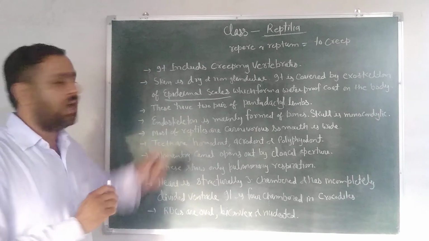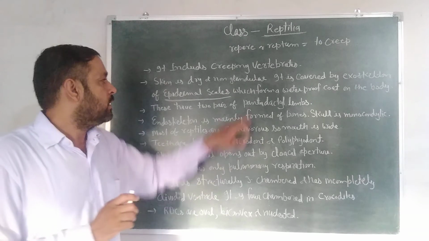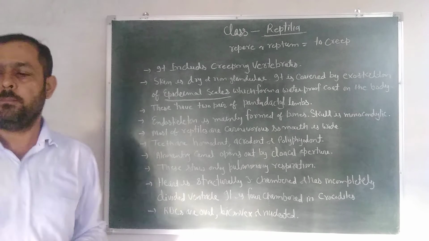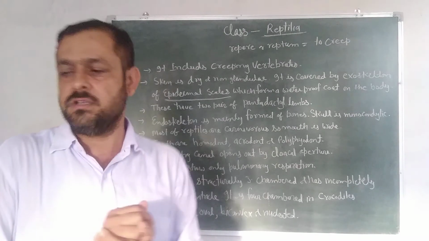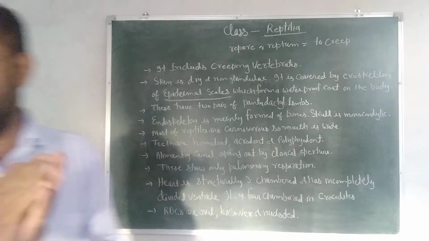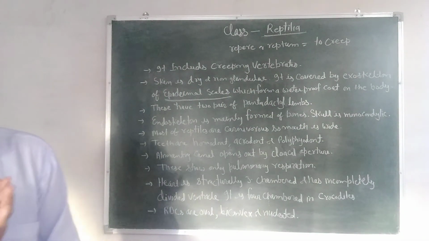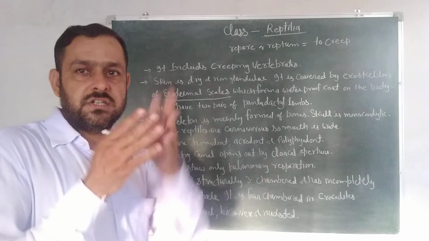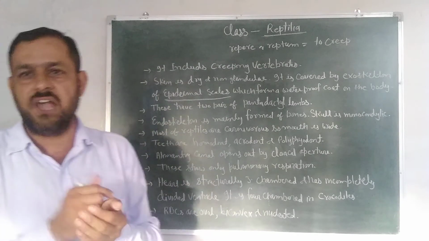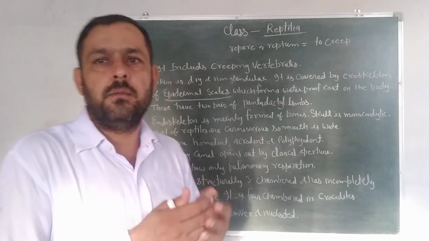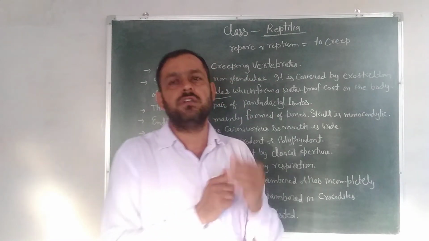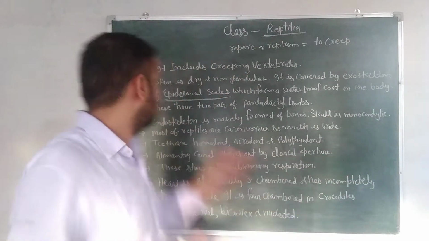Now third, these have two pairs of pentadactyl limbs, means each digit ends in a claw, as in lizard. These are the digits, ending in a claw in lizard. Lizard and snake are examples of Reptilia. So in snake the limbs are absent.